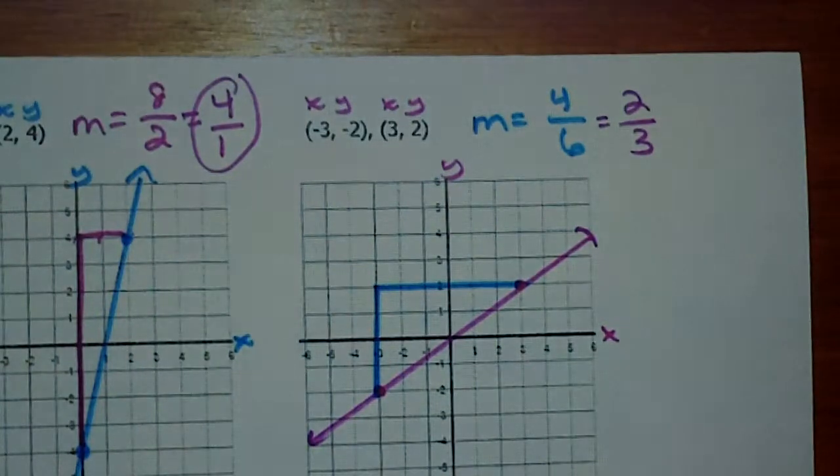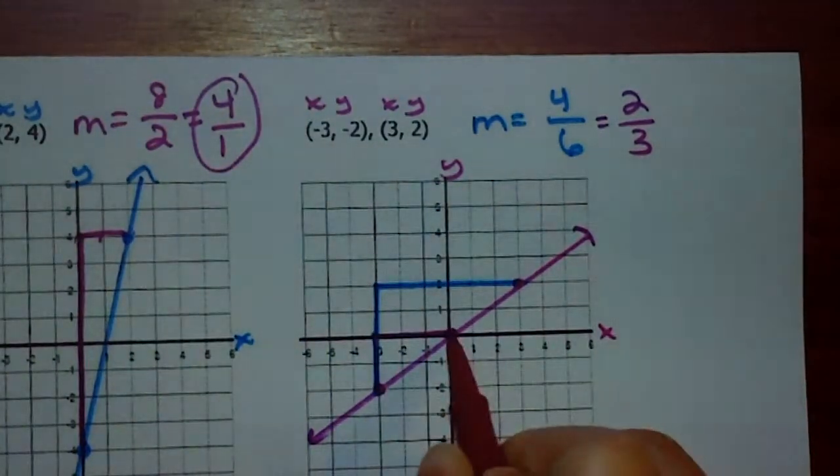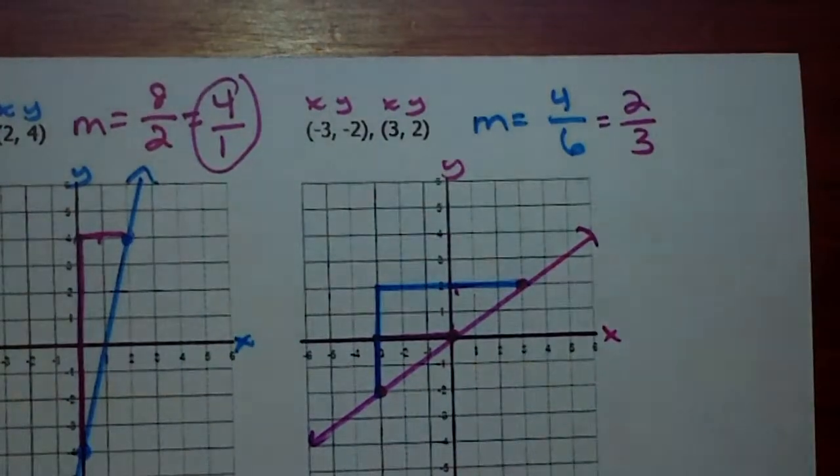And what that actually means is, if I start here, I can actually go up 2, right 3, up 2, right 3, and still end up being a point on that line. So 2/3 just tells me a quicker way to get from one point to the next.